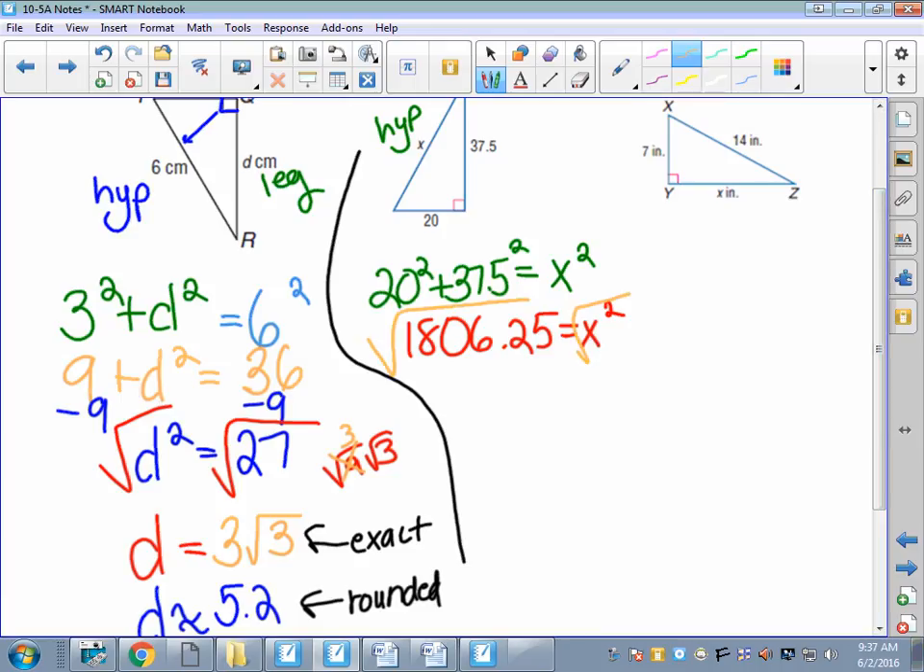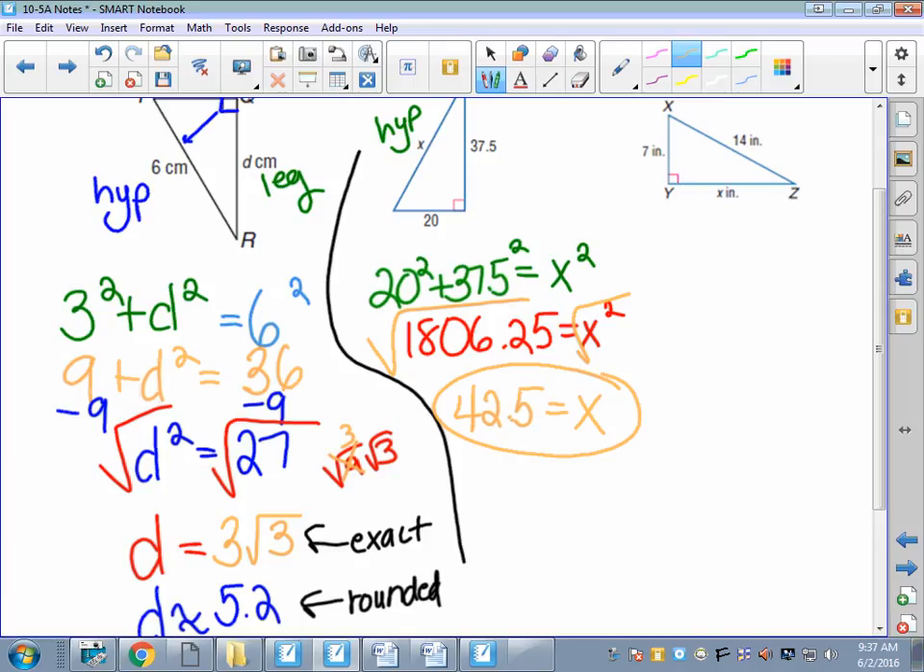And believe it or not, even though we got a crazy decimal answer, when we square root it, we actually get a nice, neat answer. It's not even rounded. I'm going to use straight equal signs, 42.5. So that missing hypotenuse on that triangle must be 42.5 units, whatever that is: inches, centimeters, feet, miles, whatever.